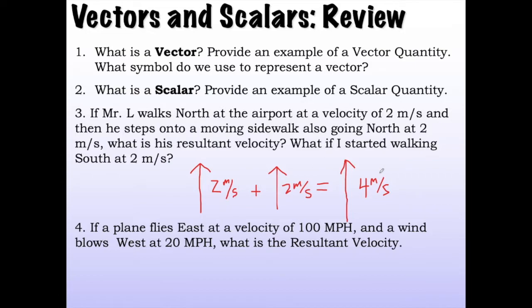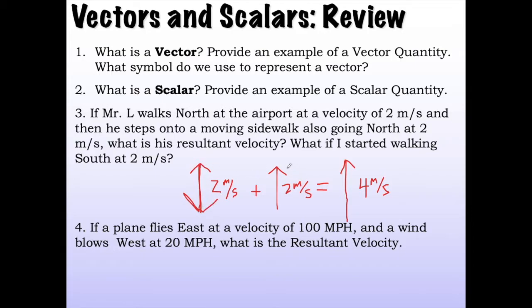So the reason that you get onto those moving sidewalks is because it combines with your velocity to give you a faster resultant velocity. And then it says, what if I started walking south at 2 meters per second? So basically, instead of having this arrow go up at 2 meters per second, if I were to turn around and walk backwards, well, I'm just going to flip this here. So this would be like this. So this arrow would be 2 going that way.